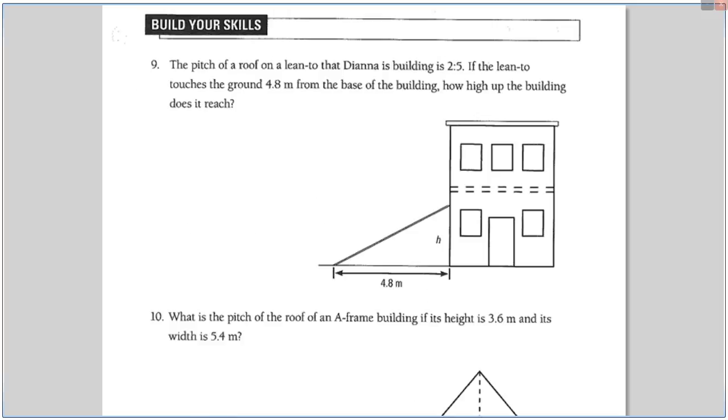Okay, number 9. I'm going to move a little bit faster. I think some people are getting this and just want to get to work. So, the pitch of a roof of a lean-to that Diana is building is 2 to 5. So let's just jot that in as a fraction. Rise over run. If the lean-to touches the ground 4.8 meters away, how high up is the building? Does it reach? 4.8 goes in the bottom or the top?